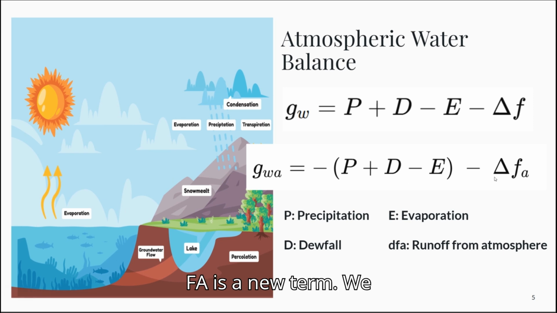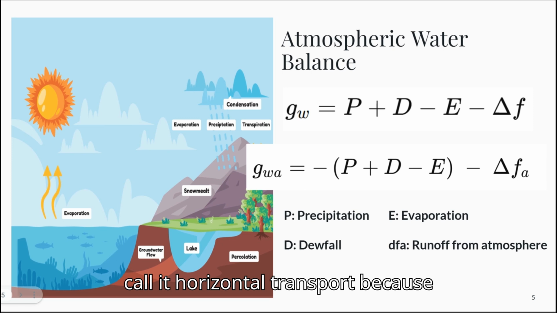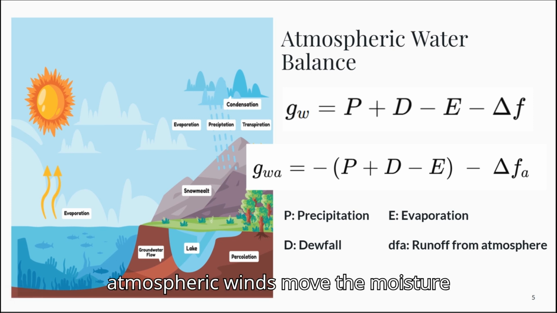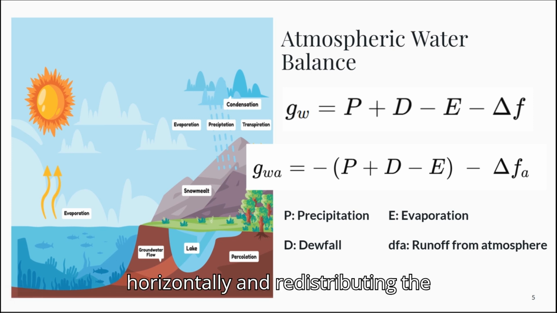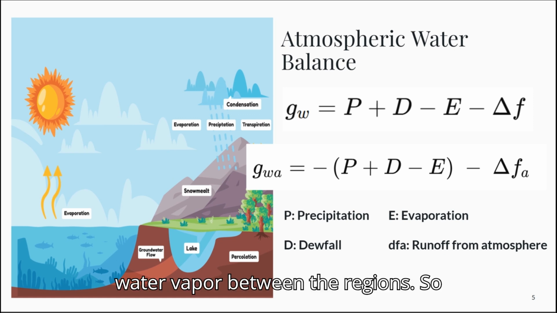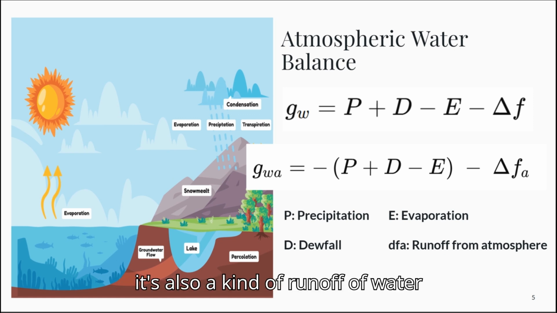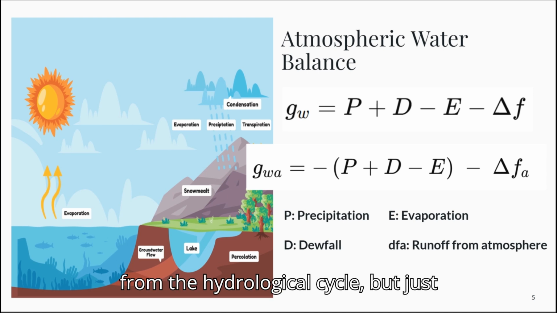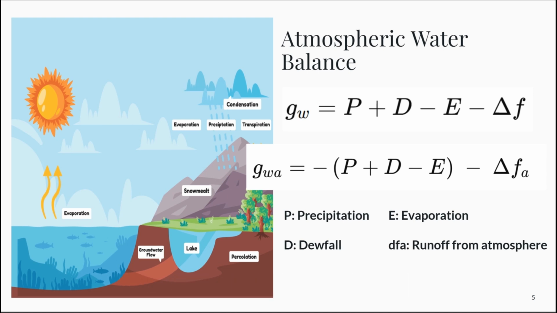The delta FA is a new term. We call it horizontal transport because atmospheric winds move the moisture horizontally, redistributing the water vapor between regions. So it's also a kind of runoff of water from the hydrological cycle, but just from the atmospheric view.